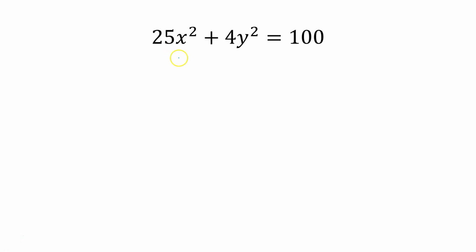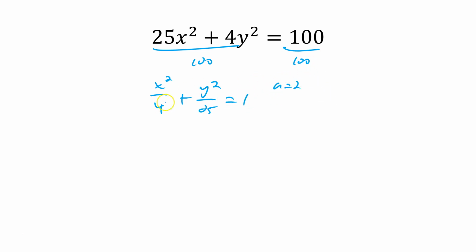All right, next up we got 25x squared plus 4y squared equals 100. So if we divide both sides by 100 to put it into standard form, we got x squared over 4 plus y squared over 25 is equal to 1. So a is 2, 2 squared is 4, b is 5, because 5 squared is 25. So we're going to go left 2, right 2, up and down 5. Creates our little ellipse like this.